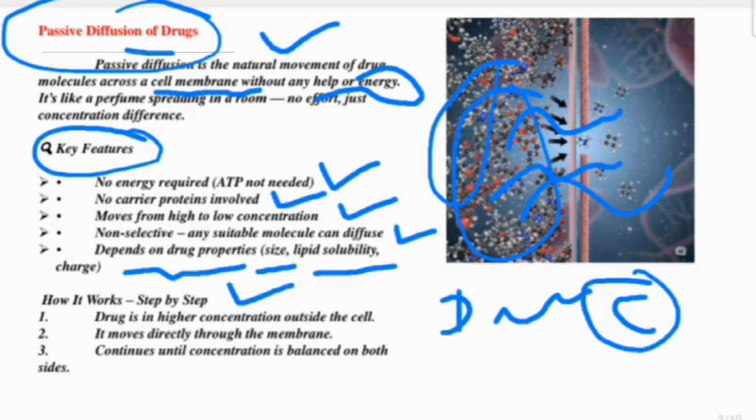There is a step-by-step process here. The drug from the higher concentration outside the cell moves directly through the membrane. It continues until there is an establishment of balance on both sides. When it attains equilibrium, the diffusion of the drug stops.